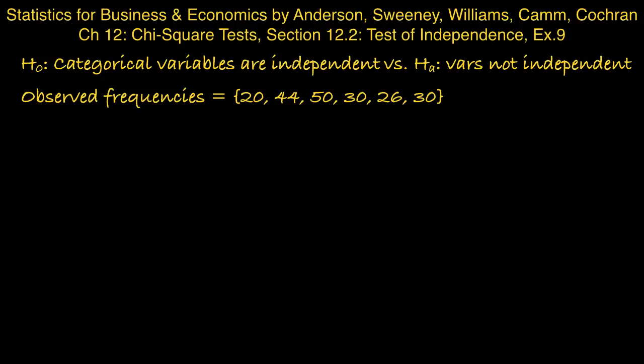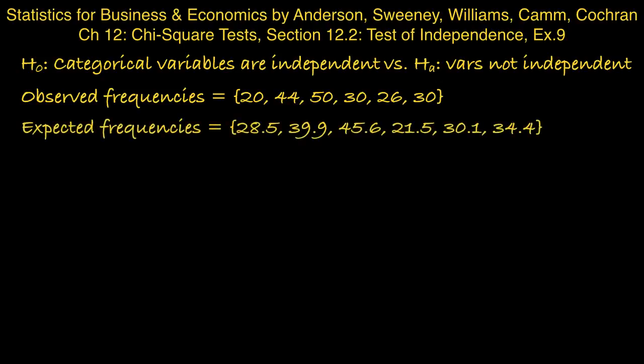We calculate the expected frequencies by going to the original table, multiplying the row total by the column total, and dividing by the overall total. And we do that for each cell in the table, and we obtain these expected frequencies.